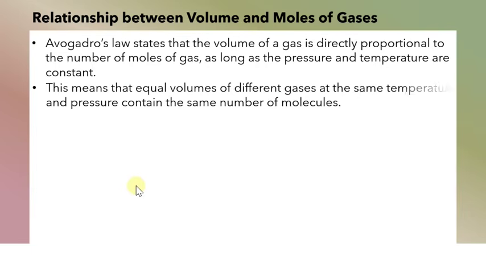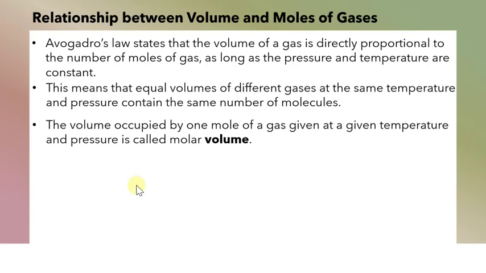Then we continue to say, this means that equal volumes of different gases at the same temperature and pressure contain the same number of molecules. So if you have equal volumes of gases, let's say we have nitrogen, we have oxygen. If we have 20 cubic decimeter of oxygen and 20 cubic decimeter of nitrogen, in those 20 cubic decimeters of each, there will be an equal number of molecules. That is what it means here. Yeah.